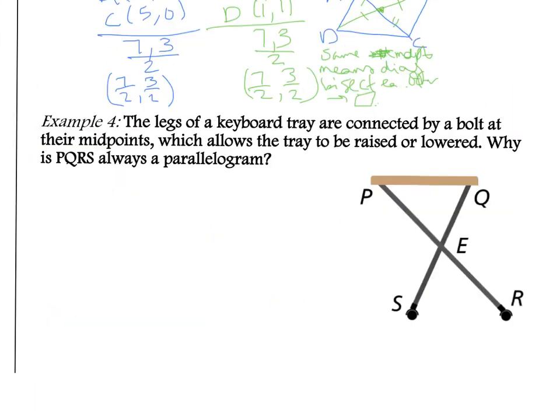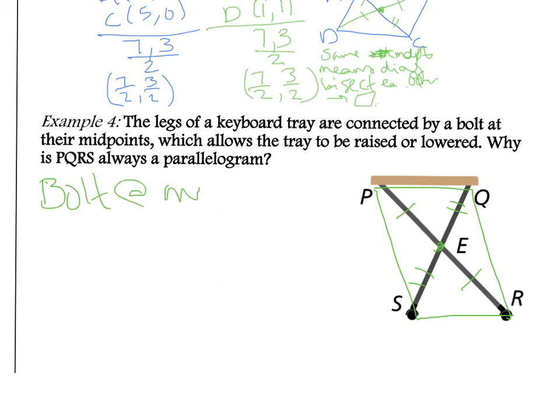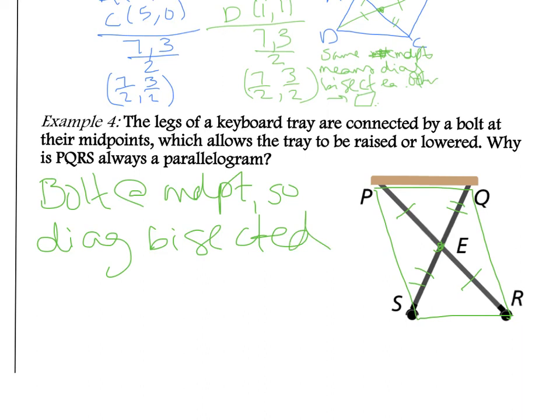Okay, last example here. The legs of a keyboard are connected by a bolt at their midpoint. So the bolt is here at E, and it is the midpoint of PR, and it's the midpoint of QS, which allows the tray to be raised or lowered. Why is PQRS always a parallelogram? Well, if you draw in PQRS, then what they just told us means the bolt is at the midpoint. So the diagonals are bisected, exactly what we just did in the last example. Therefore, this figure has to be a parallelogram.